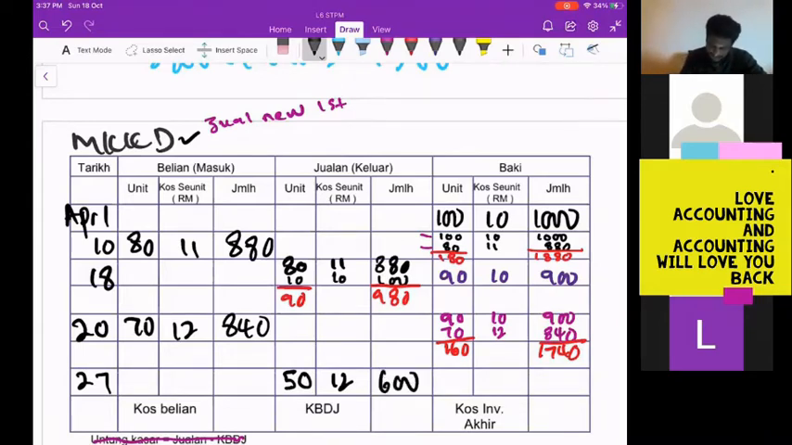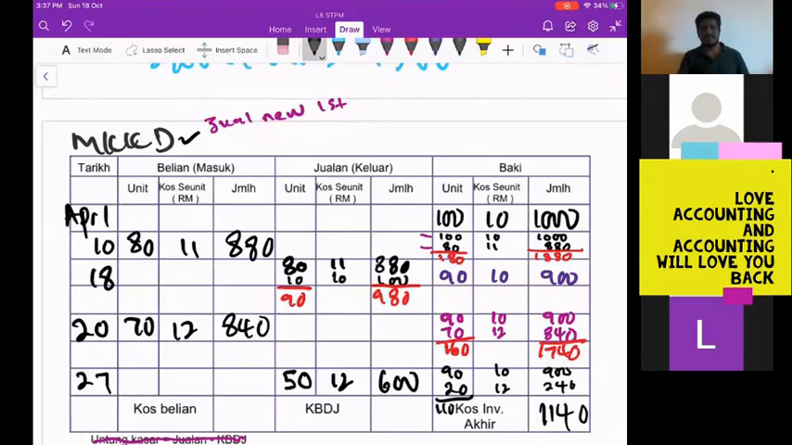So the balance still with me. The balance still with me is the 90, 900. From the 70, only 20 is still with me, 240. So 900 plus 240, my inventory akhir is 1140. The total is 90 plus 20, which is 110.